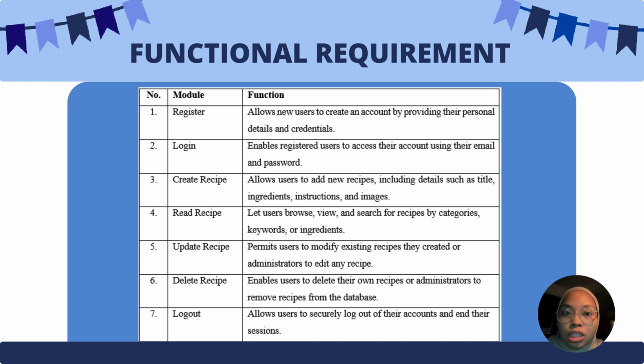So this is our functional requirements for the website. The first one is register, which allows users to create an account. The second is login, which enables registered users to access their account using their credentials. The third is create recipe, which allows users to add a new recipe, including details such as title and others. Number 4 is read recipe, which lets users browse, view, and search for recipes by category.